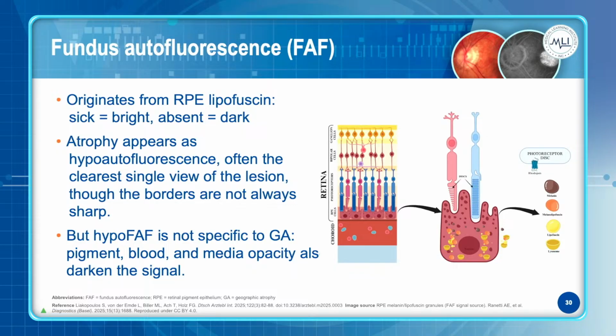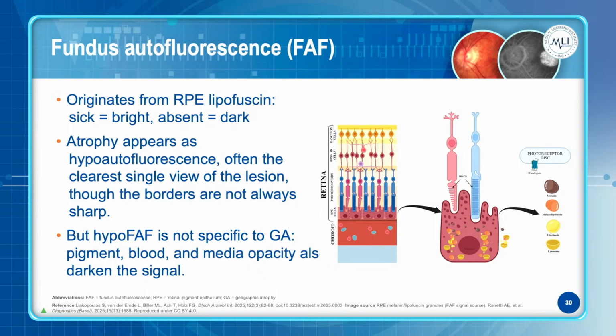And with fundus autofluorescence, you have lipofuscin that is contained within the RPE cells as with aging and with stress. You get this dysfunctional RPE show very brightly, the hyperautofluorescence. When they're dead or they're absent, that's where you see the black spots, the hypoautofluorescence. And that gives a very nice, clear view. The borders are not often super sharp, but usually you can identify the atrophy from the hypoautofluorescence.